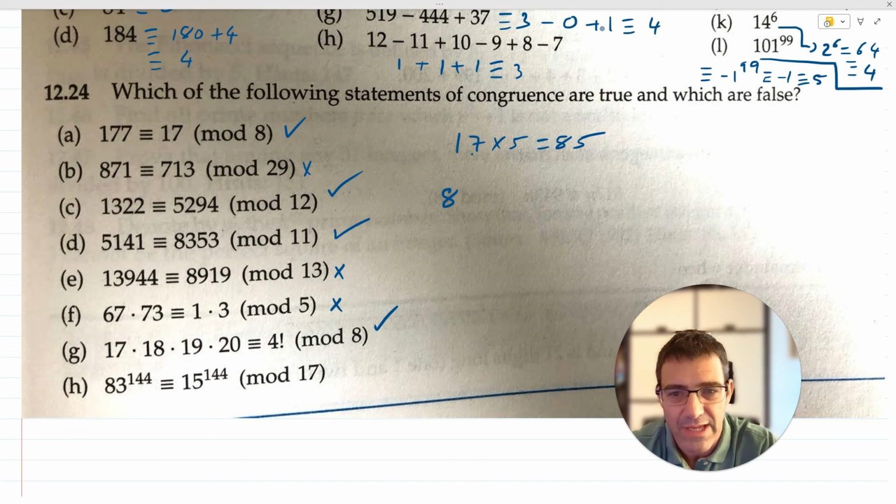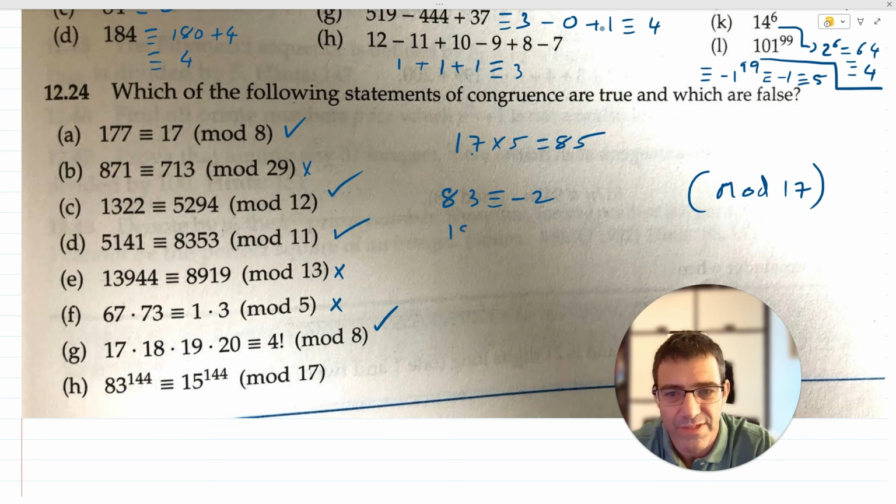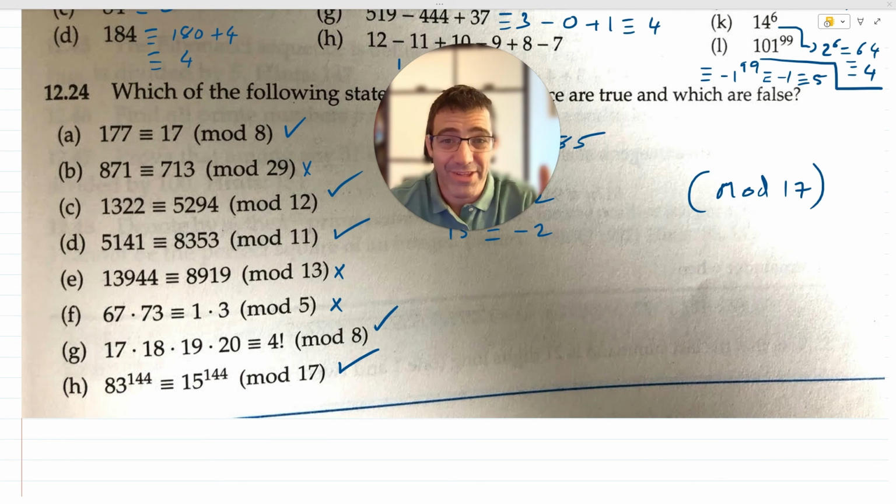And then you'll notice that 83 is congruent to -2 mod 17, right? This is a pretty convenient relationship. And for the right-hand side, 15 is 2 less than 17, so it's congruent to -2 as well, mod 17. So therefore, you'll have -2 to the power 144 congruent to -2 to the power 144. And regardless of what that is, they're going to be congruent. Okay, we're done with those questions.